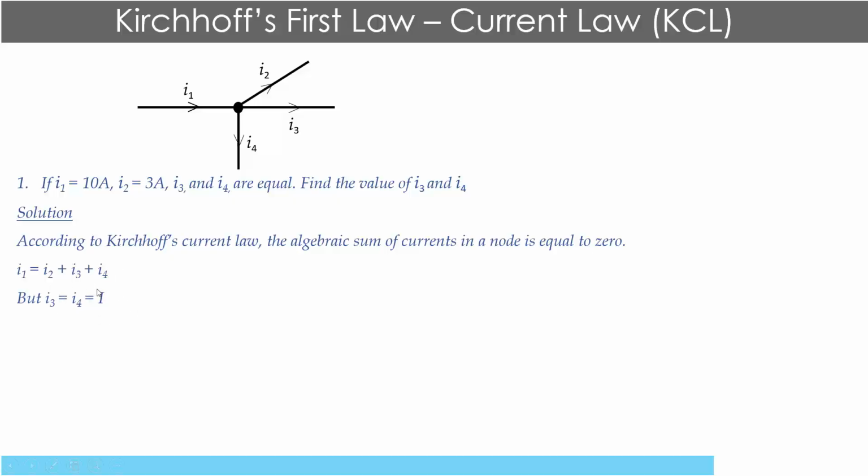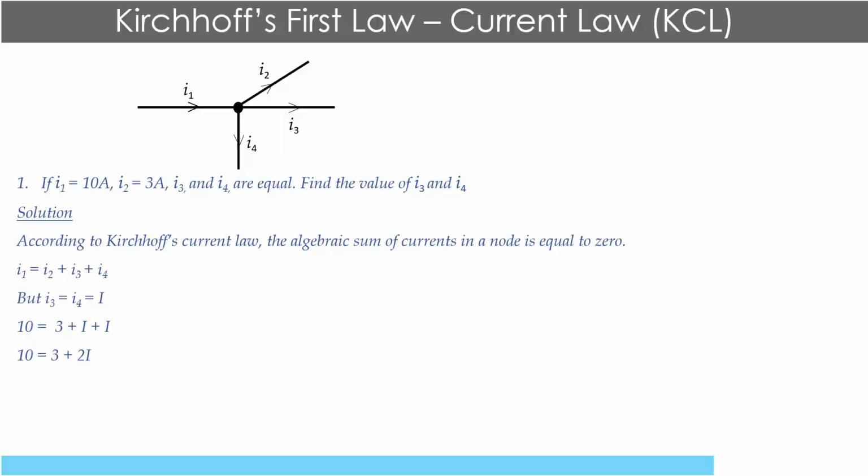So after having gotten that out of the way, we can go ahead and do some substitutions where we have I1 is equal to 10, we put I2 is equal to 3 amps, and then we put I3 equal to big I, and then I4 also equal to big I. So in doing that, we now have 10 is equal to 3 plus I plus I, and we can resolve this equation to have 10 is equal to 3 plus 2I.